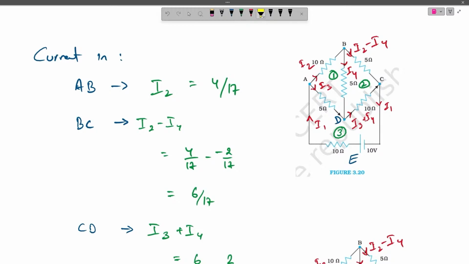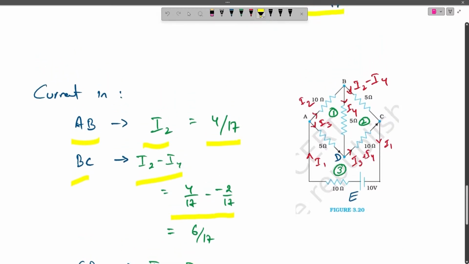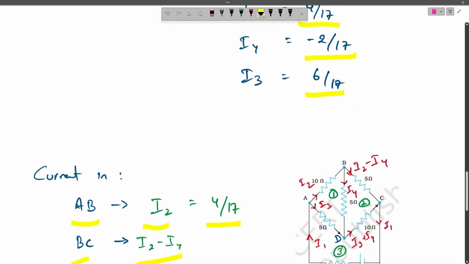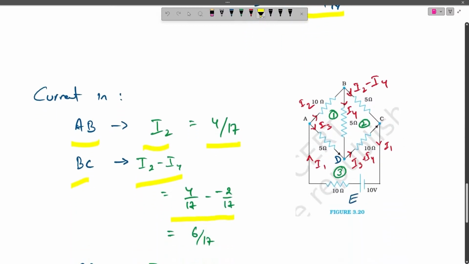So current in branch AB would be equal to I2, that is 4 by 17. Current in branch BC would be equal to I2 minus I4. That will give us 4 by 17 minus 2 by 17. So the current in branch BD, that is I4, is minus 2 by 17. In branch BD, we have got a negative current. That implies that our assumed direction is opposite to that of the flowing current direction. So if we have assumed that I4 is flowing from B to D, then the actual current would be flowing from D to B. That's why the minus sign is there.